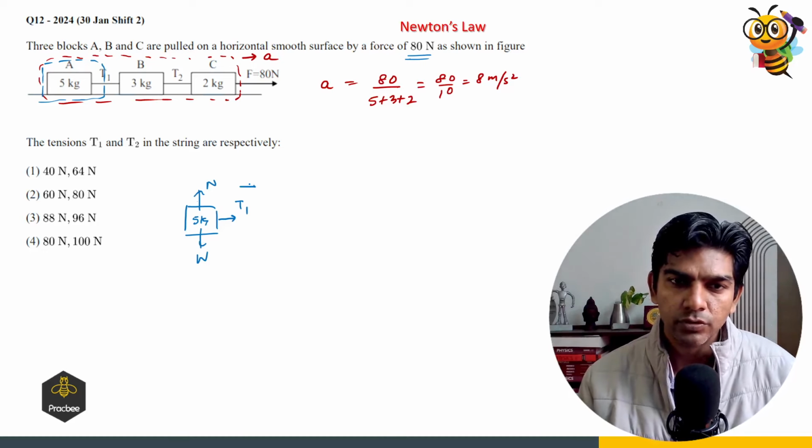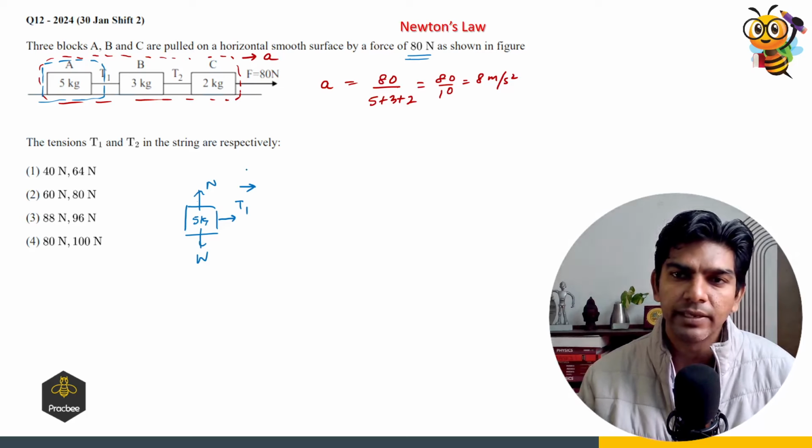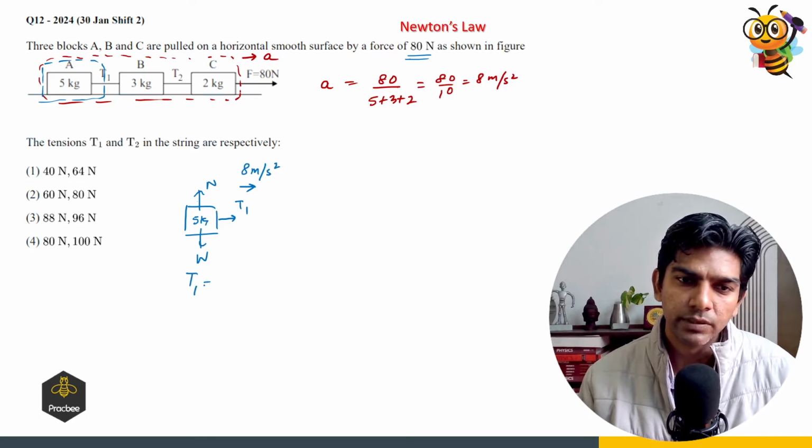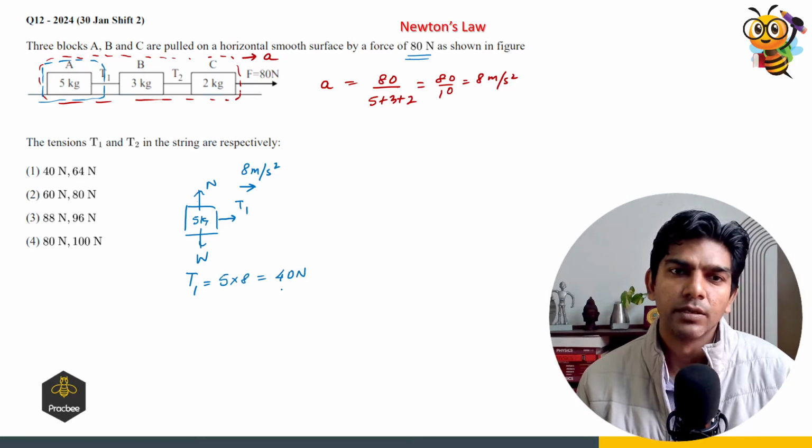So in the horizontal direction, the tension is acting in the horizontal direction, and the acceleration is 8 meters per second square. So we can say T1 is equal to mass times acceleration. Mass is 5, acceleration is 8. So T1 comes out to be 40 Newton.